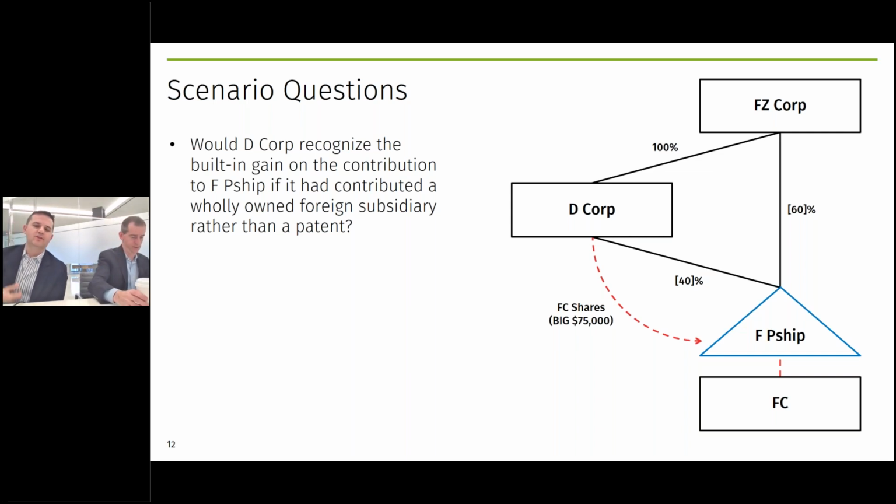Sure. So let's change the facts a little bit here. We've done our initial contribution, but instead of the built-in gain patent, we have built-in gain shares in a foreign corporation. So again, we go through our 721(c) mechanics. We have the related person. We have the shift in value. We have the built-in gain. So do we still have to worry about 721(c)?